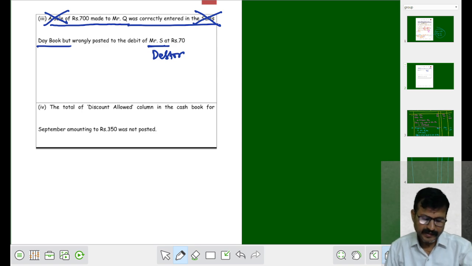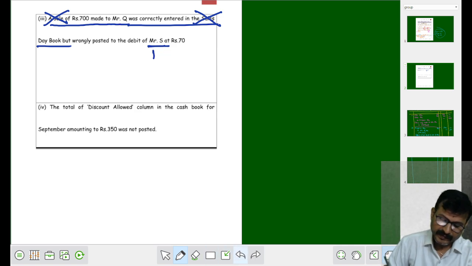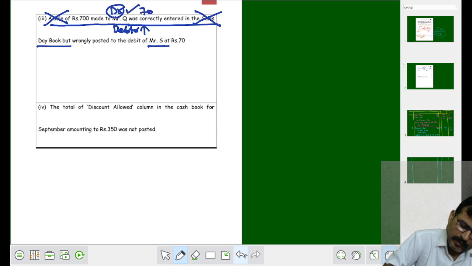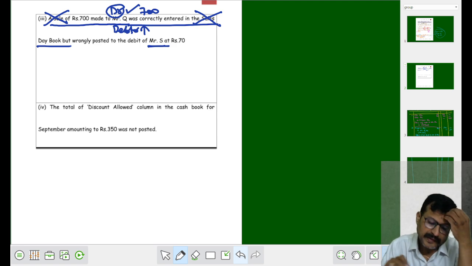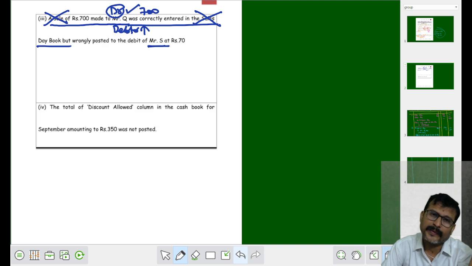Right? See. Sale of 700 made to Mr. Q. Who is Mr. Q? Mr. Q is a debtor. Debtor increases. Debtor is to be debited with an amount of rupees 700. Sale made to Mr. Q 700. Q is a debtor. Debtor increases. Debtor is to be debited with 700. Entered correctly in the sales day book. So sales day book cancelled.